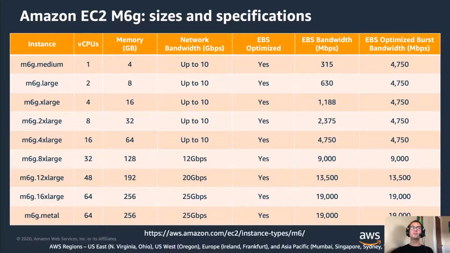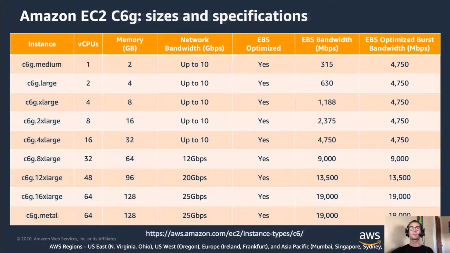If we look into the details, you can see here the different characteristics of the M6g instances. You can see that they offer 4 GB of memory per vCPU, up to 64 vCPU per instance, and up to 25 gigabits of network bandwidth per instance. The C6g is pretty similar. It offers 2 GB of memory per vCPU instead of 4, and otherwise it comes in pretty much the same sizes, up to 64 vCPU. It also has a metal version, and it also offers 25 gigabits of network bandwidth.